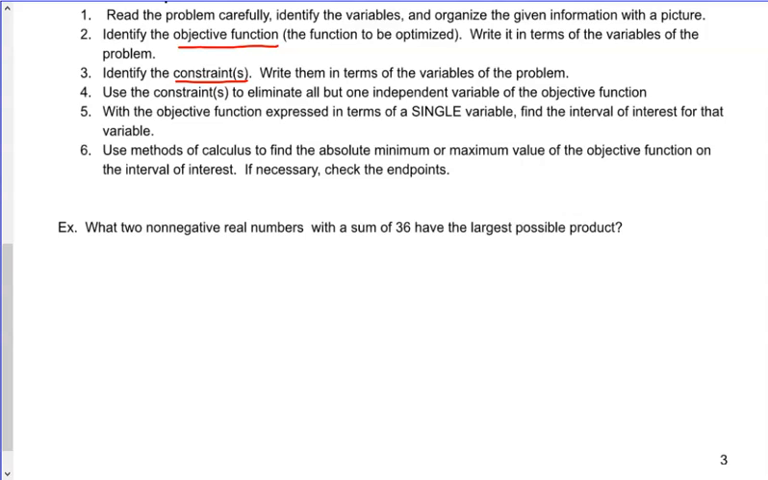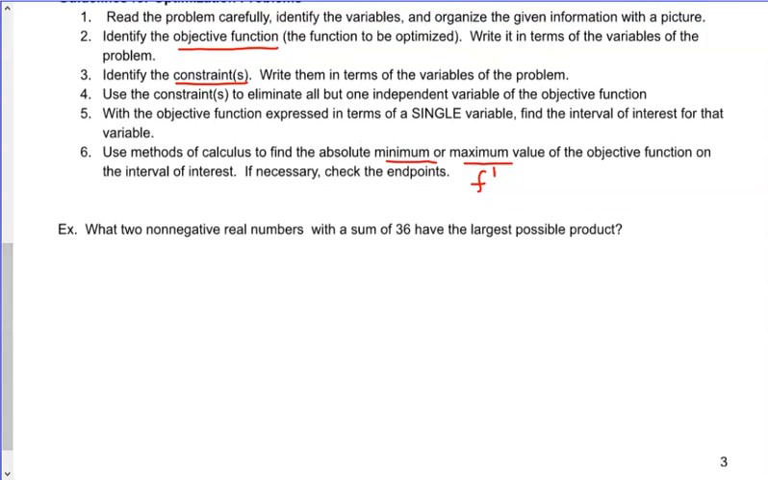And then, that would be number four, use the constraints to eliminate all but one independent variable in the objective function. Then we're going to write that objective function in a single variable by doing a little substitution. Find the interval of interest for that variable, and then we're going to use methods of calculus to find the minimum or maximum, aka find the first derivative of that objective function to find the answer.